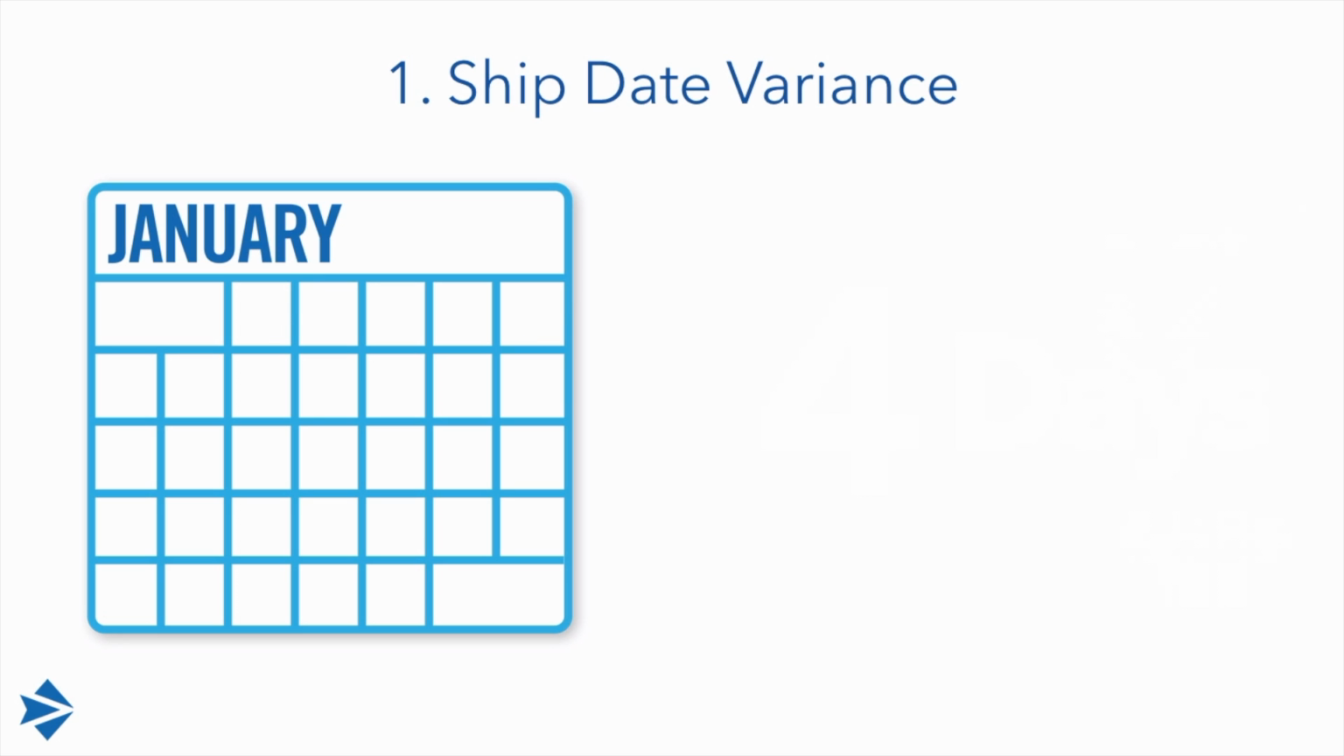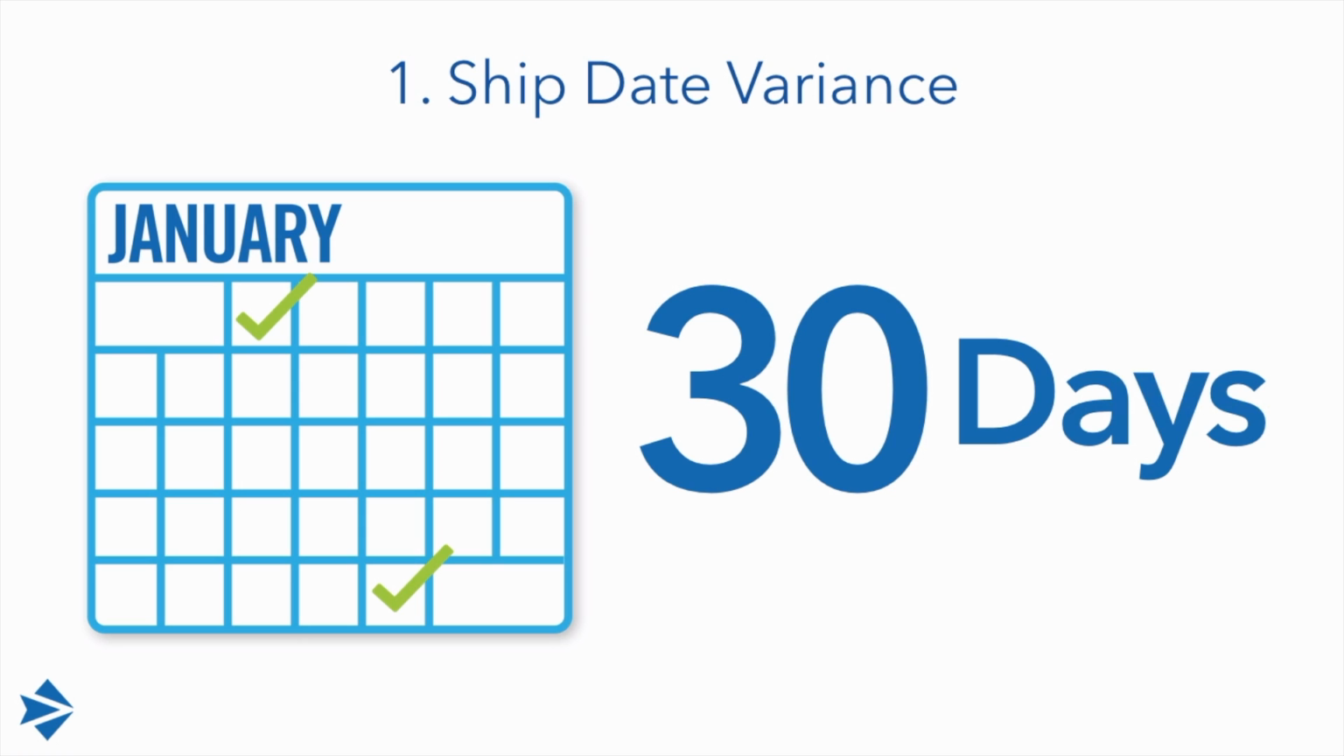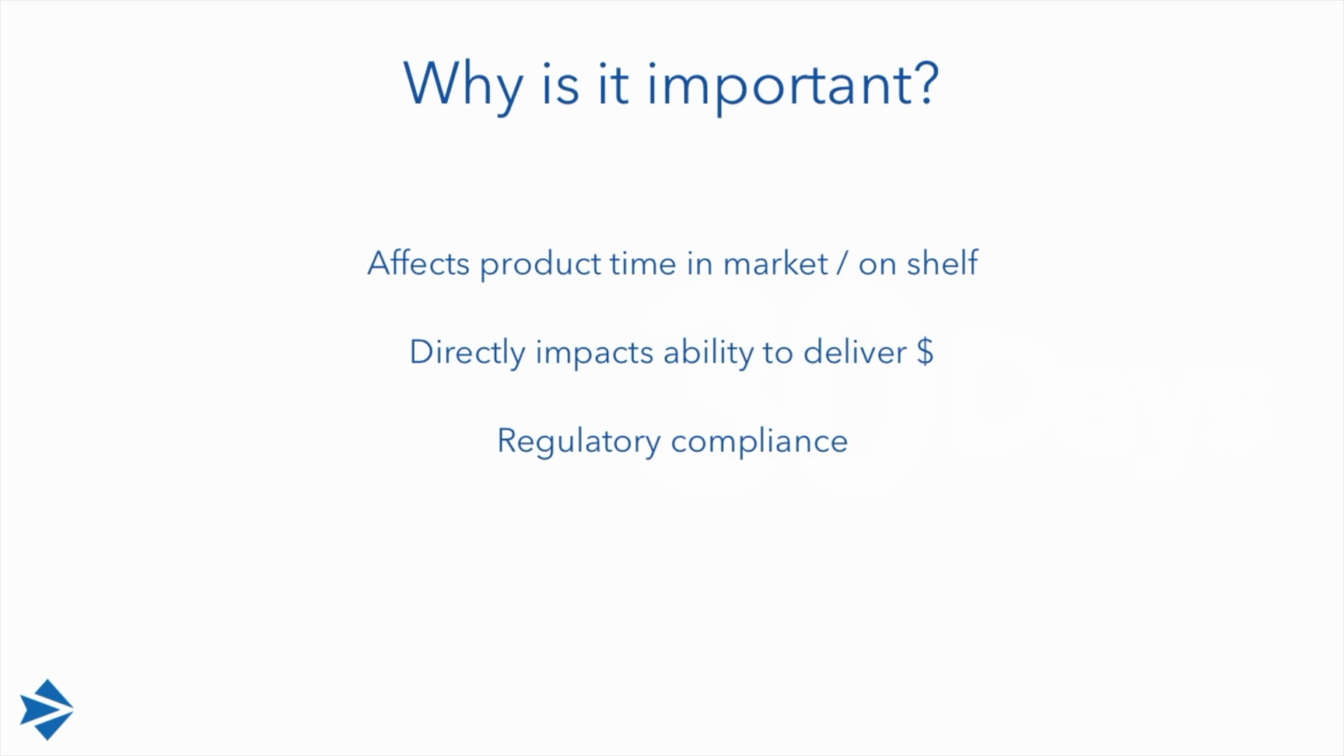So the ship date variance is basically your variance between when you planned on shipping something and when you actually shipped something. So we've got a couple examples here, 4 and 30 days, but really it's just that timeline management. And for pharmaceutical companies, it might be a release date or something that's being driven by regulatory to get a new package released because there's a new regulation that needs to be represented on the label.